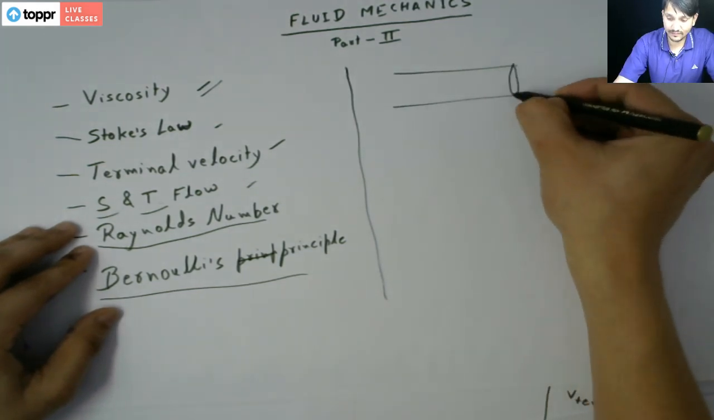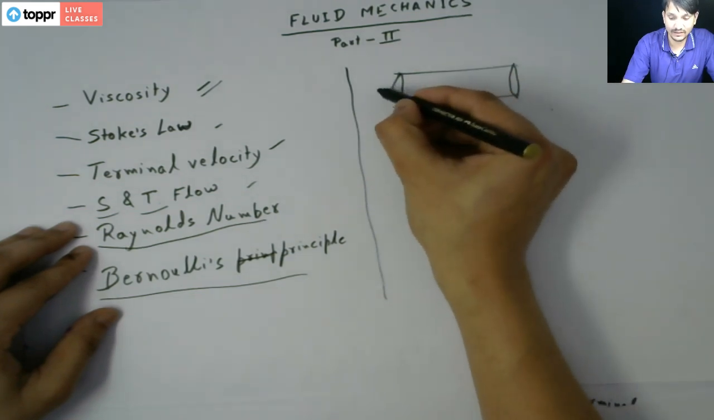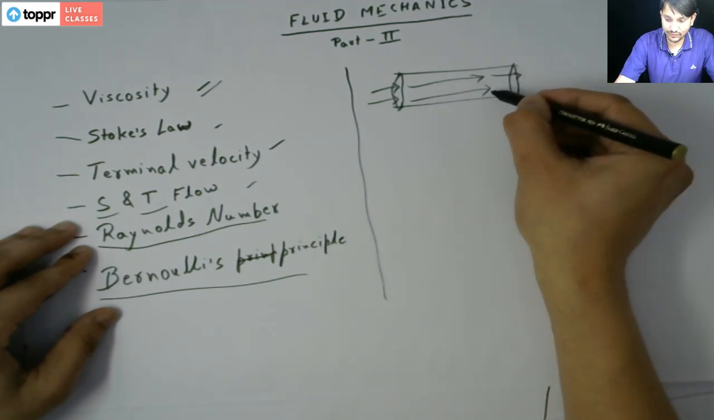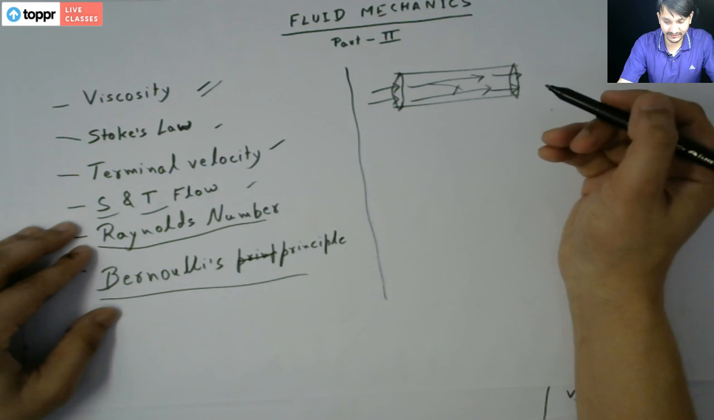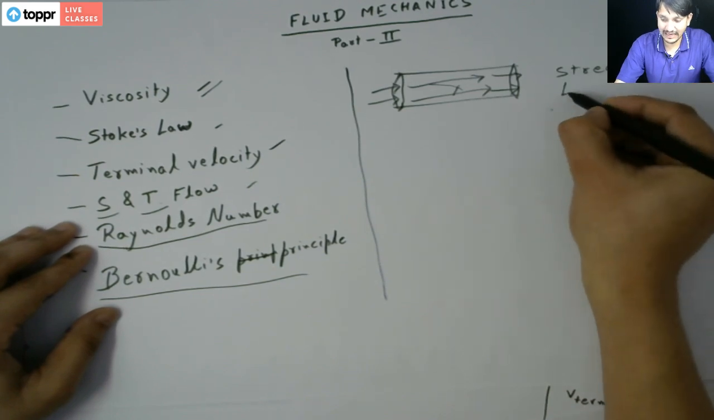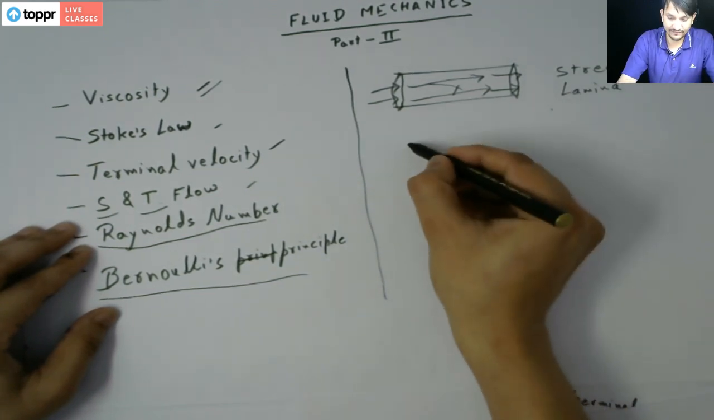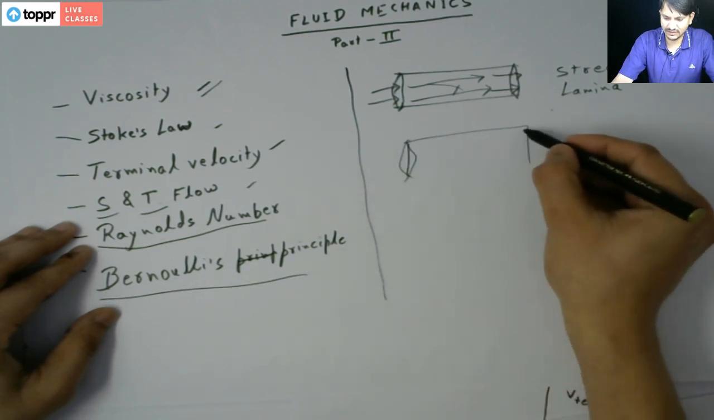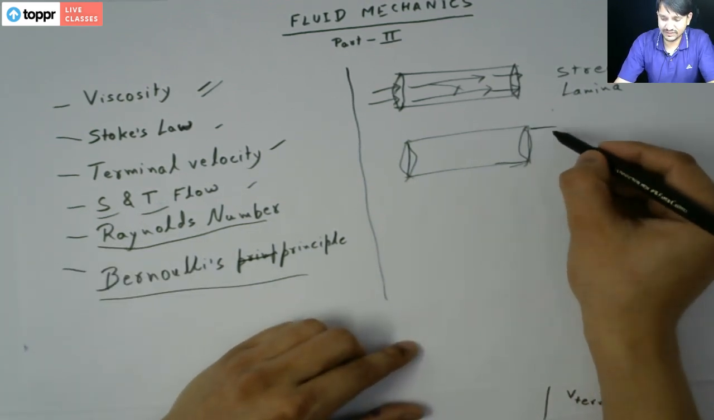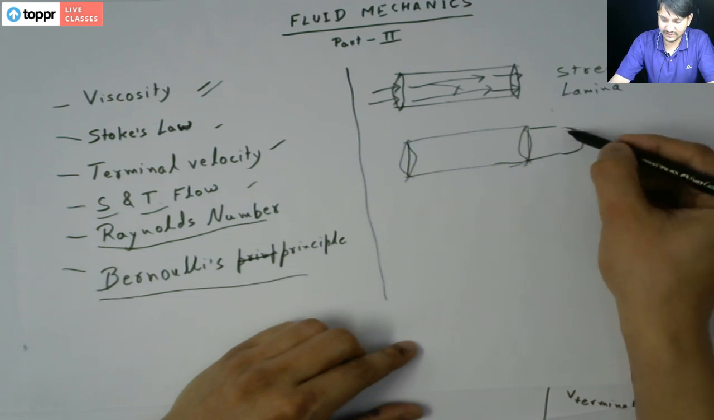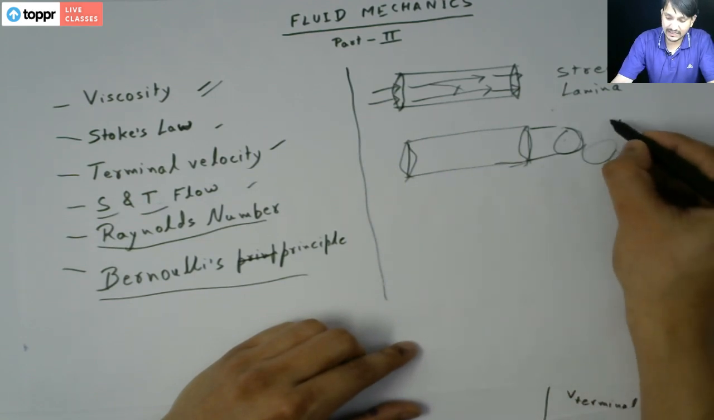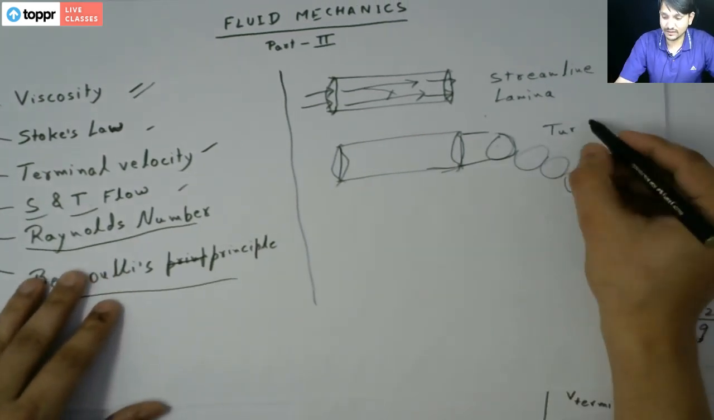If in a flow each stream is going in its own direction without intersecting with the others, we call it streamline flow or laminar flow. If something is happening, like you might have seen in taps, that the flow is not very constant and after that it breaks into some drops of liquid, this kind of flow is called turbulent flow.